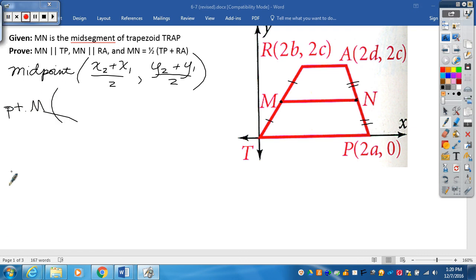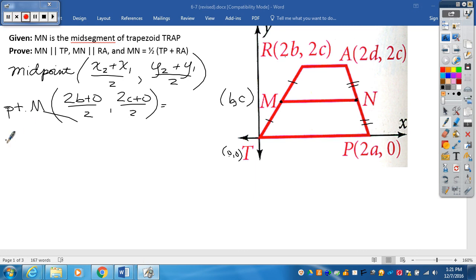Point M, okay. And in order to do that, let's go ahead and put down here the ordered pair for T would be 0, 0. And so I'll go ahead and write this down, 2b plus 0 over 2. Okay, again, that's the x values here and here. And then 2c plus 0 over 2. Okay? And if I simplify that, 2b over 2 becomes just b. So I'll write this over here next to point M. And 2c over 2 becomes just c. So it's actually b comma c for point M.